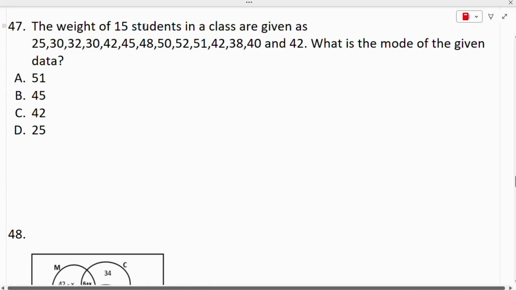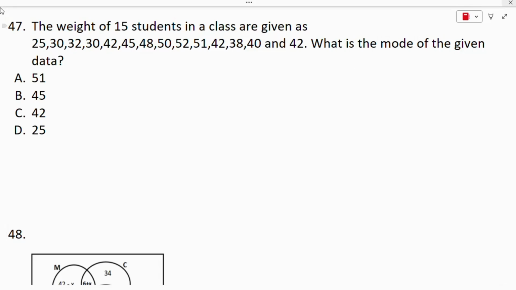Alright, question 47. The weights of 15 students in a class are given as 25, 30, 32, 30, 42, 45, 48, and so on. The question says, what is the mode of the given numbers? Mode simply implies the number that appears most.